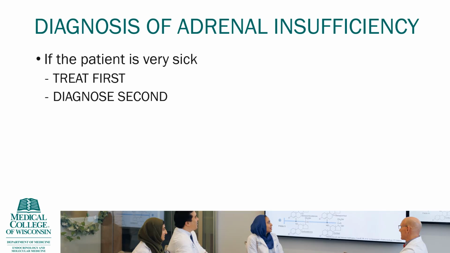So how do we diagnose adrenal insufficiency? Well, the first thing I'll say is that in patients who are sick, the mantra has to be treat first, diagnose second. If there is a suspicion of adrenal insufficiency in a patient who is acutely ill or critically ill, they should be treated immediately without confirmation of the diagnosis, and we can make a diagnosis later on, because delay in treatment of adrenal crisis can lead to death.